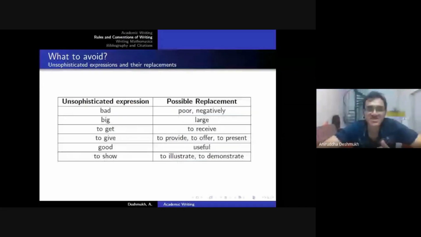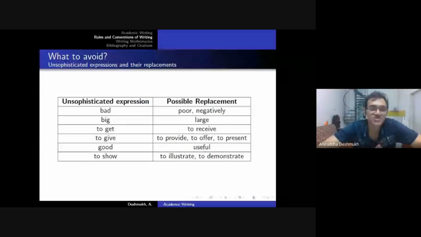Now, the unsophisticated expressions are bad, big, to get, to give, good, and to show. The last expression occurs especially in many textbooks. For example, there are many textbooks which will tell you that figure so and so shows something. But instead of that, you should write that figure so and so illustrates something, or figure so and so is used to demonstrate the particular idea.